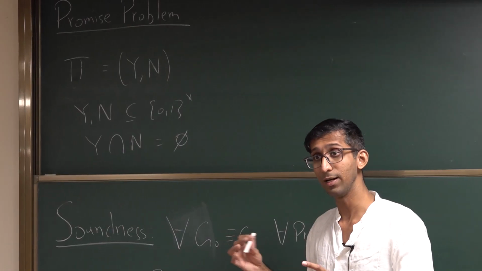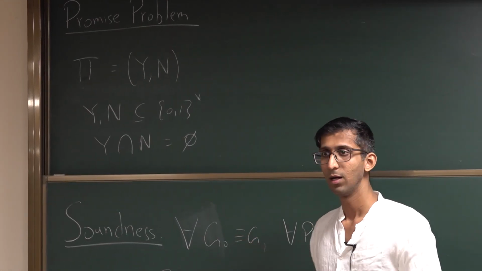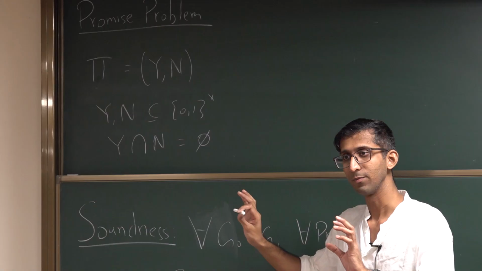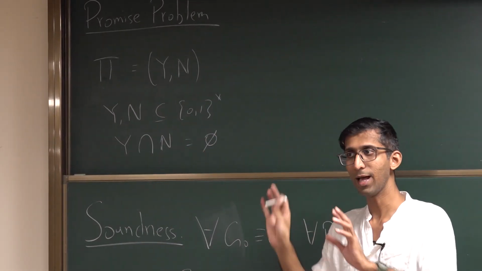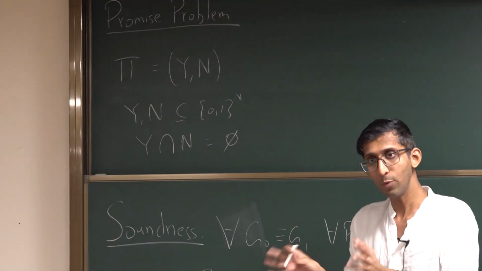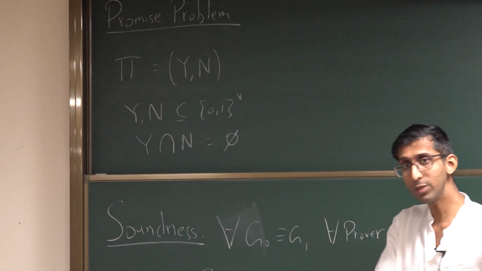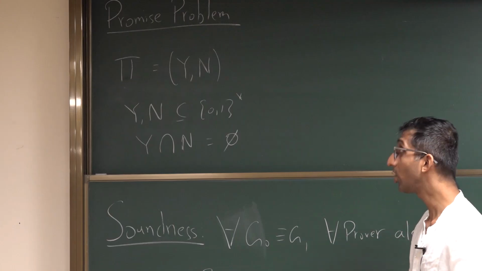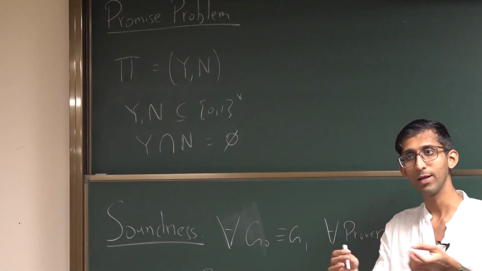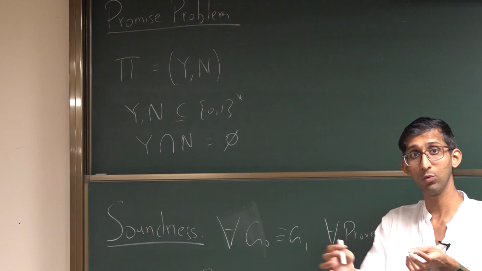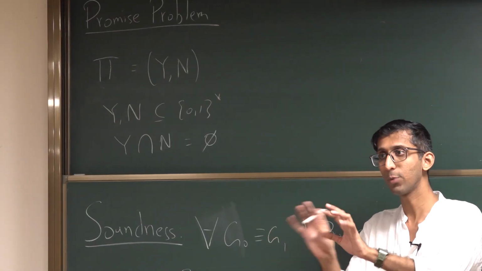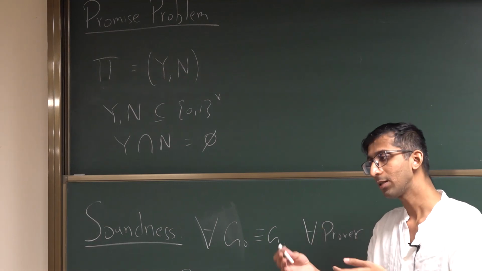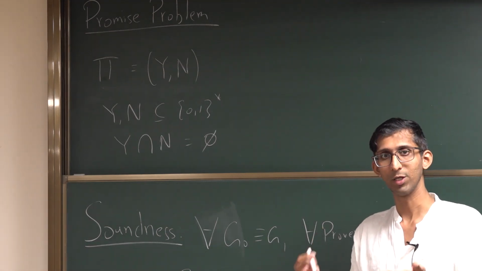There may be strings that are in neither of these sets, but I don't care about those strings. If some string x is not in y and not in n, then I don't care what you do with that. I'm promising you, that's why it's called a promise problem. I promise you that whatever string x I give you to solve this problem on, it will lie in either y or n. That's the promise I'm making. And then I ask, is it in y or n? That's the question you're asking.